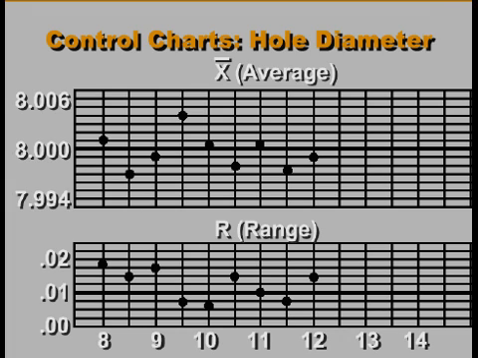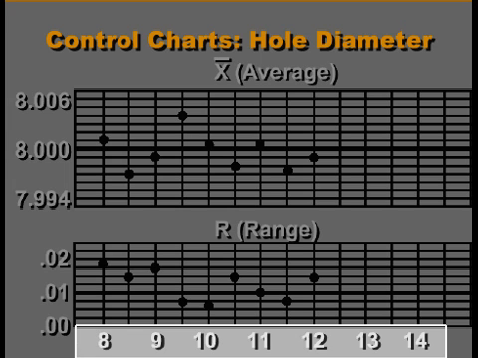The method we use is to plot measurements on control charts. The average of the measurements are plotted on the X-bar chart, and the range between the highest to lowest measurement is plotted on the R chart. The data points are plotted at specified time intervals, in this case, every 30 minutes.